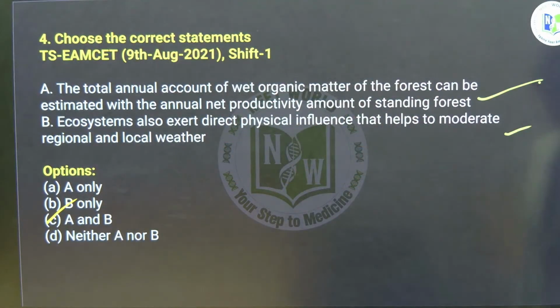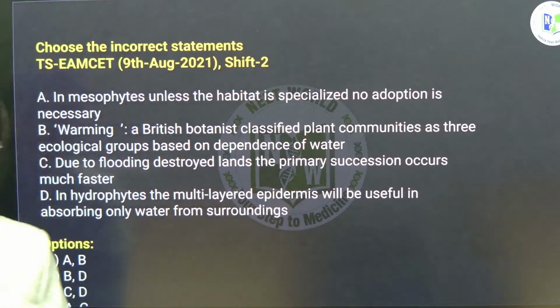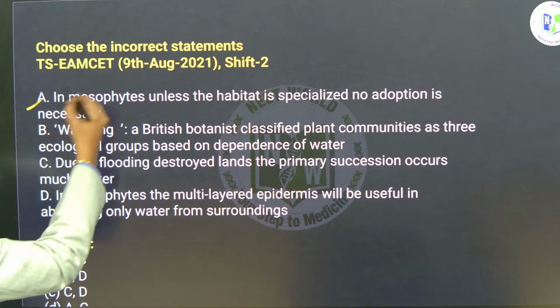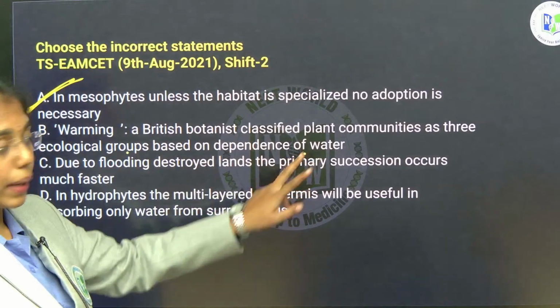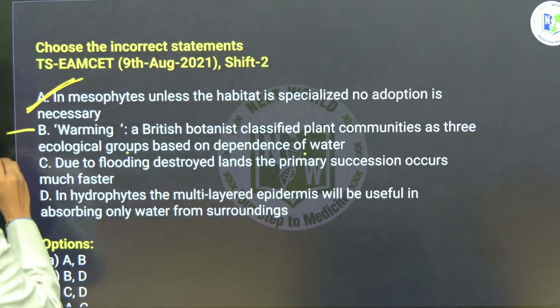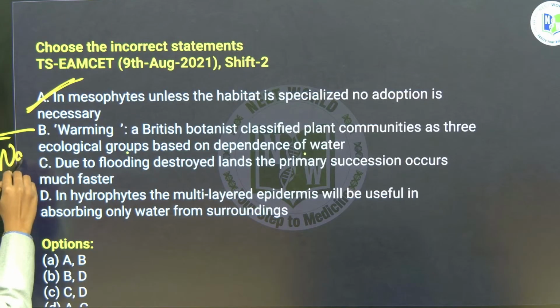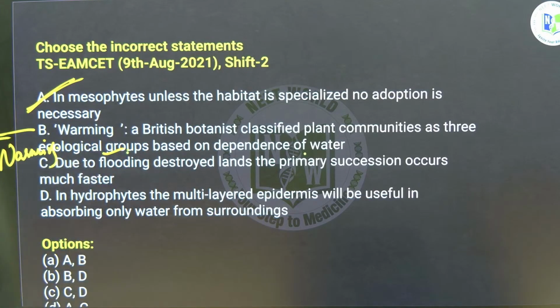Next, choose the incorrect statements. Find right. In mesophytes, unless the habitat is specialized, there is no adaptation required or necessary. Correct only. Warming, a British botanist classified plant communities as 3 ecological groups based on dependence of water. It is Eugene Warming. Fine, right. So, we can consider this as a true statement only.